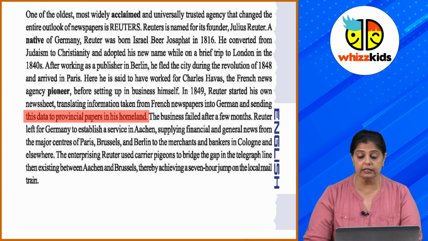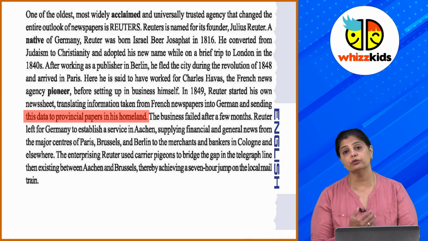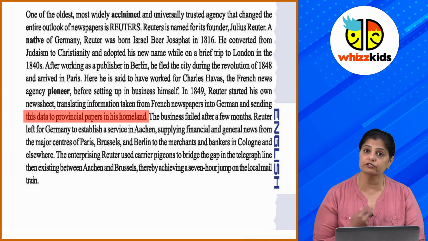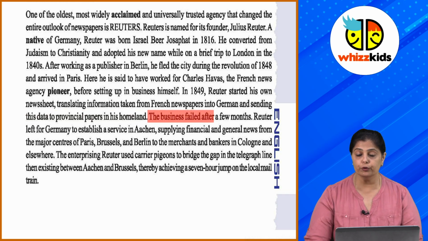In 1849, Reuter started his own news sheet, translating information taken from French newspaper into German and sending this data to provincial papers in his homeland. So the data that came in French newspapers in the French language, he started translating it to German and then he started sending the data to his homeland. The business failed after a few months.